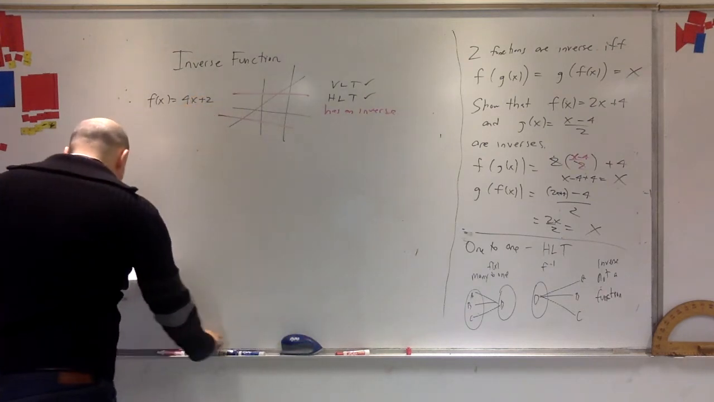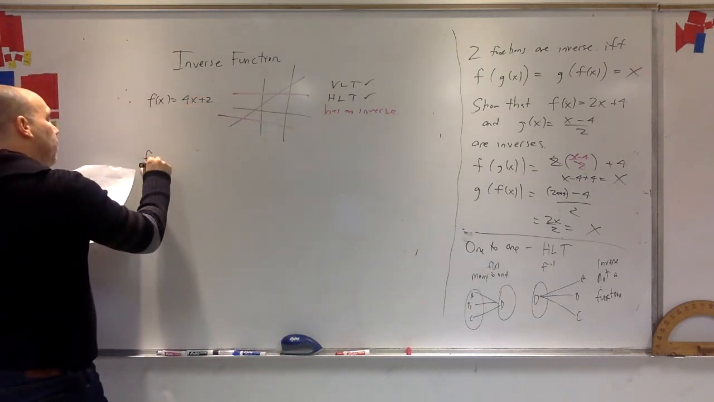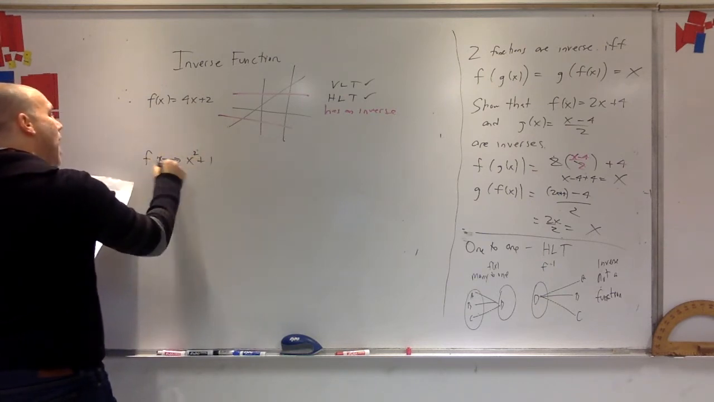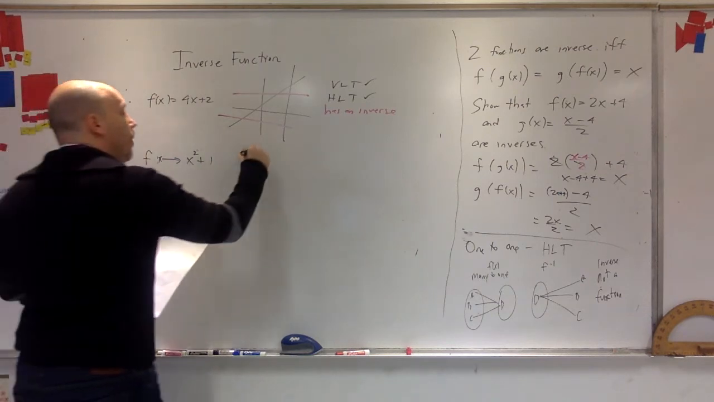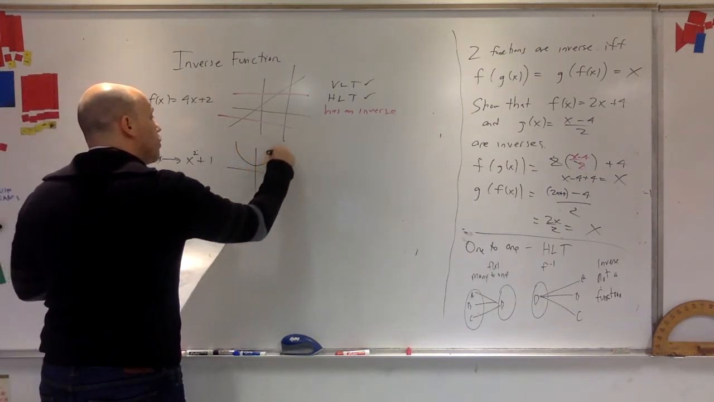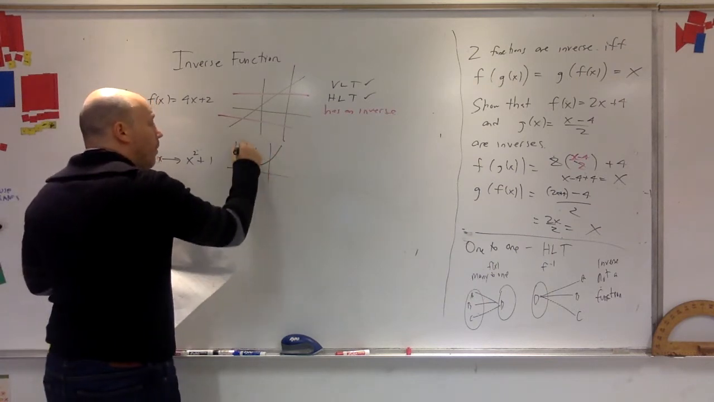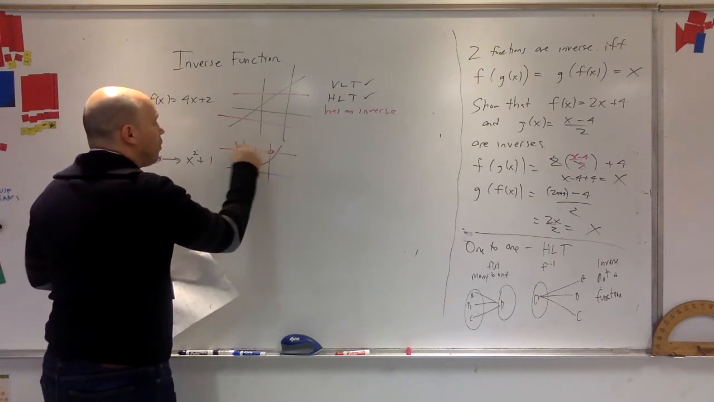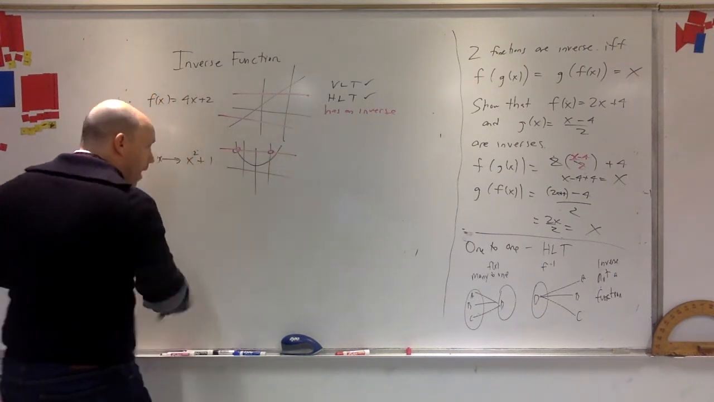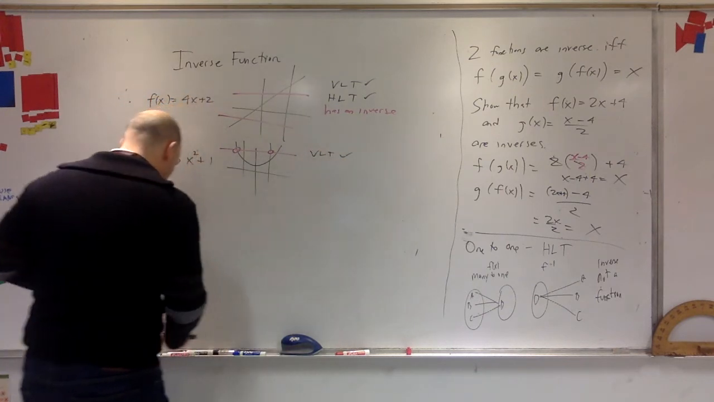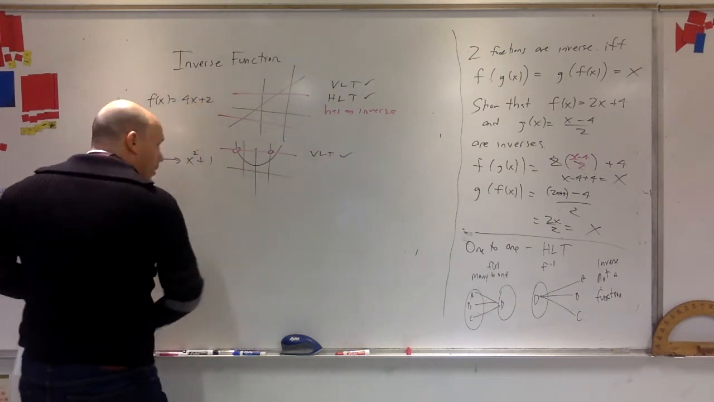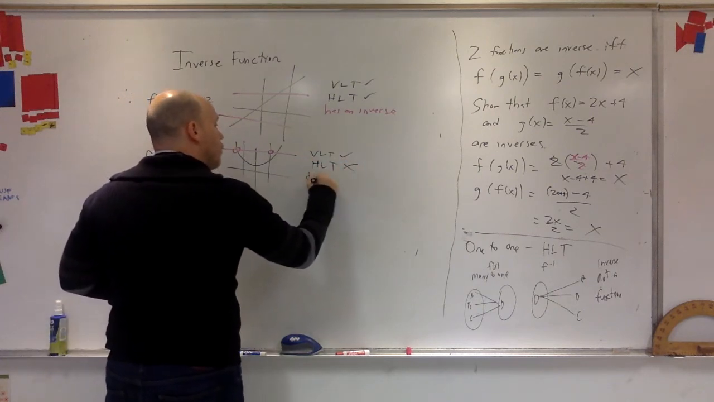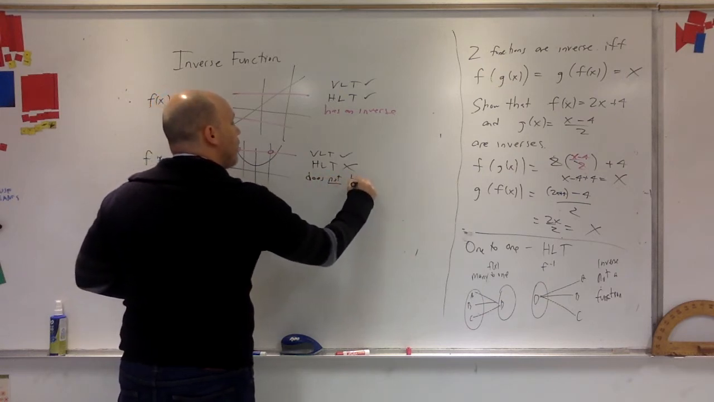Next example. The next example is f maps x to x squared plus 1. Well, I know what the picture looks like. I know it kind of looks like this. Now, I definitely know it's a function. I'm fine with that. The problem is we saw in the previous example, it fails the horizontal line test. So the vertical line test, that's okay. But the horizontal line test, no. So it does not have an inverse.